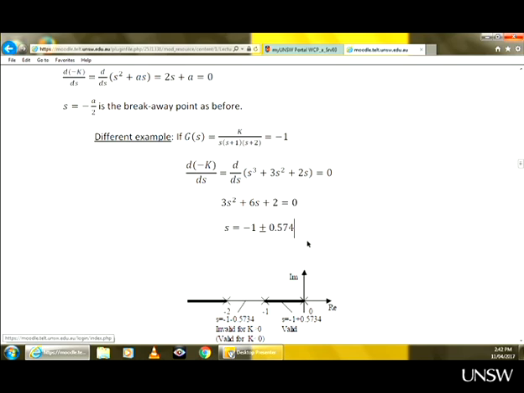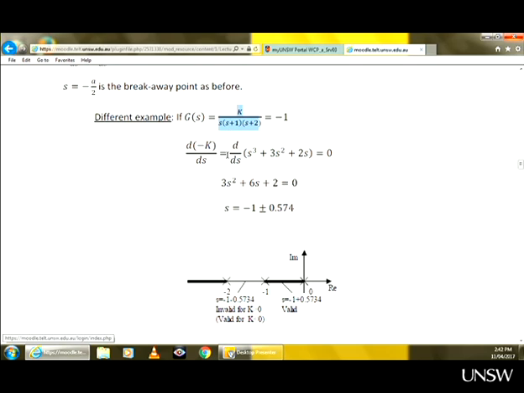Well, let's check the system once again. If this is the open loop transfer function, no zeros, 3 poles. 1 at 0, 1 at minus 1, 1 at minus 2. Check the segments that contain the root locus, as we did earlier. This segment does not, because there is an even number of singularities to its right, even number meaning 0. This one does contain the root locus, because there is only 1, which is an odd number. This one does not contain the root locus, because there are 2 singularities to the right, 1 and 1 more. That's 2, which is not an odd number.